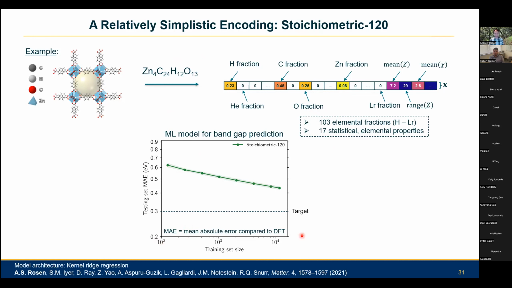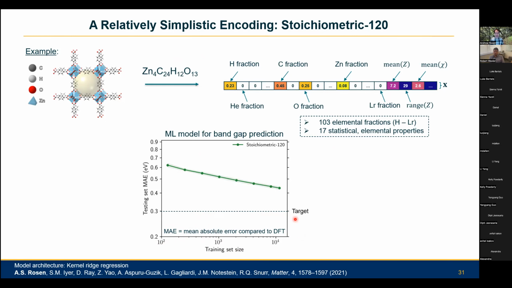On the x-axis, you have the training set size, which is how much data you fed the model. And on the y-axis, you have the testing set mean absolute error, which you want to be low. And I put a target value here of 0.3 eV for the band gap, because that is roughly the experimental uncertainty you would get from differences in crystallinity.